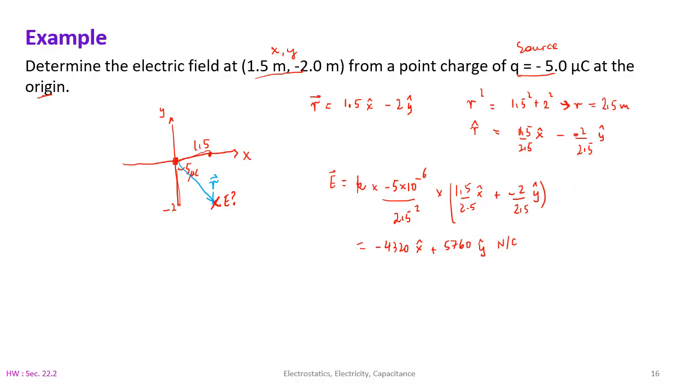Let's sketch that on so we can see. It has a negative x component and a positive y component. So there's our resultant electric field. So the electric field at that point is pointing back towards the source charge.